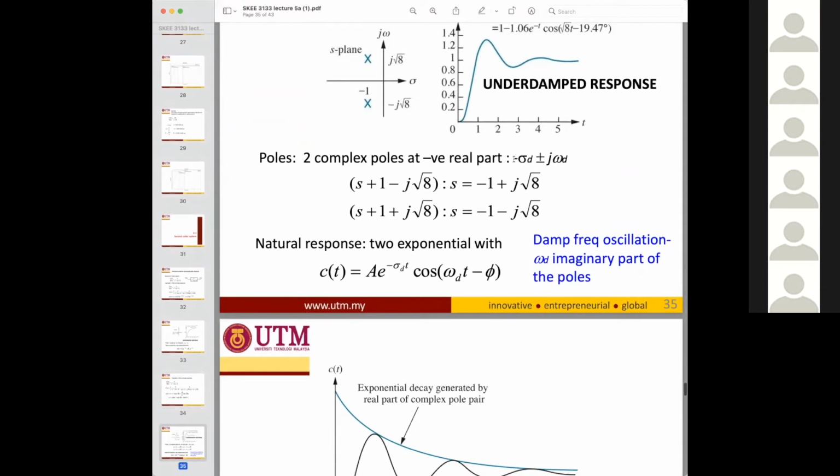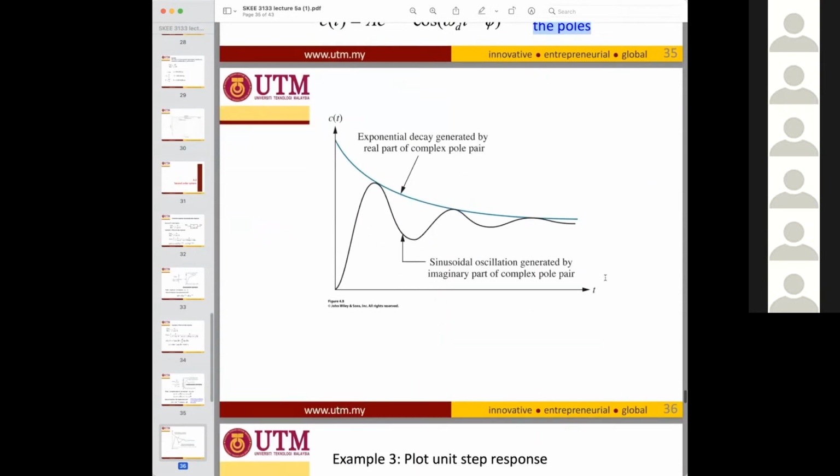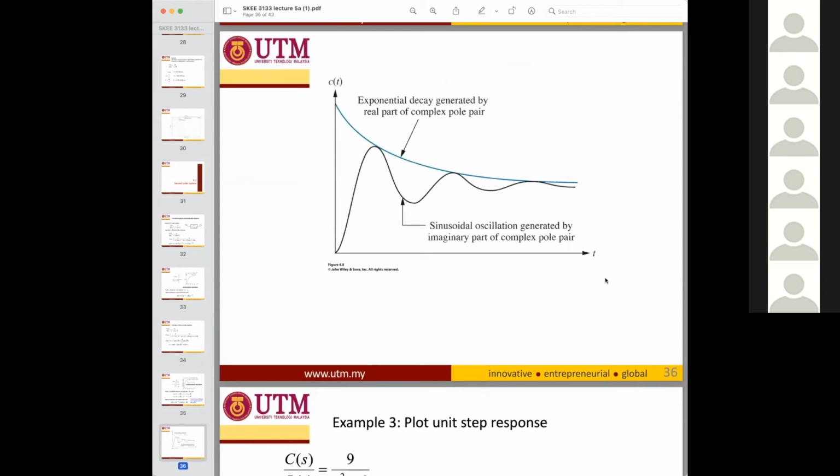Okay, so these are the roots, and the natural response is c of t equals exponent times cosine omega t minus sine. Okay, and there is an oscillation frequency omega d at the imaginary part of the poles, which is shown here. So for underdamped, there is an exponential decay generated by the real part of the complex pole pair.